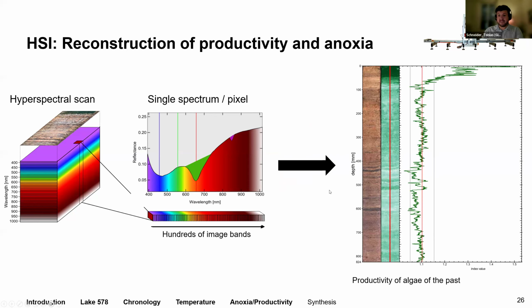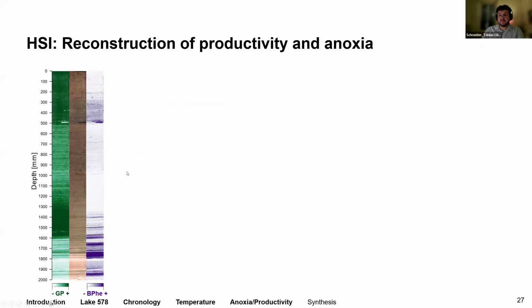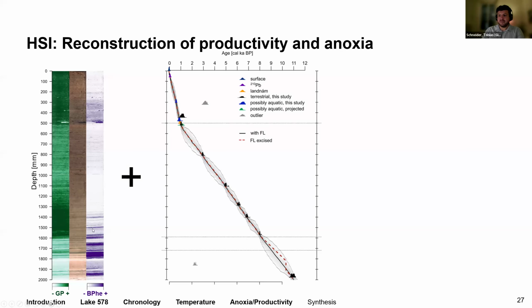And then we get a spectral map where we basically see the darker green contains more pigments, for example, compared to the lighter green. And this is what we did for Lake 578. Here in green is the distribution of the green pigments from modern times to all times. And in purple, the same for bacterial pheophytin. And in the middle is a true color image.